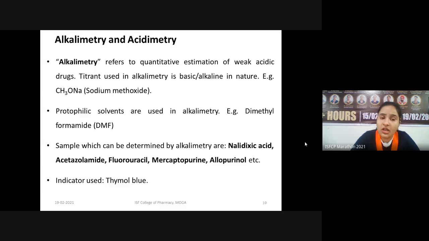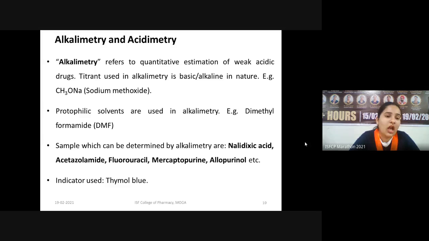The titrant which we will be using in alkalimetry titrations will be basic or alkaline in nature. So here the quantitative estimation of weak acidic drug will be done in alkalimetry, but the titrant used will be basic or alkaline in nature. An example of the titrant which we can use in alkalimetry titration is sodium methoxide. Here we can see that the methoxide group is joined by the sodium ion.